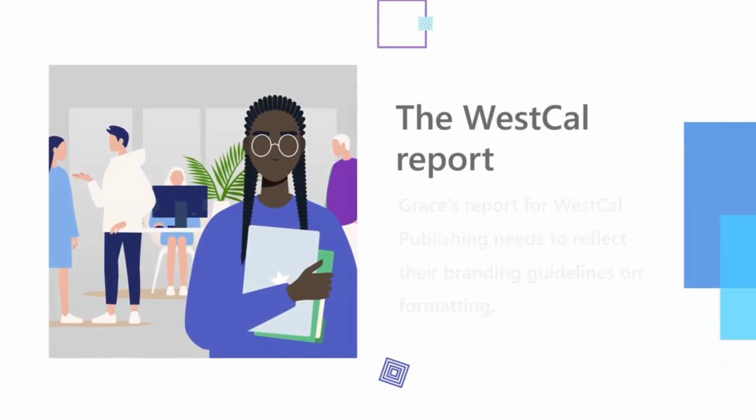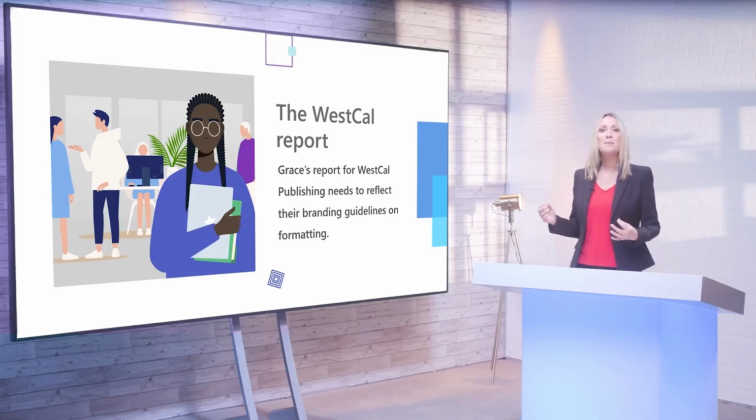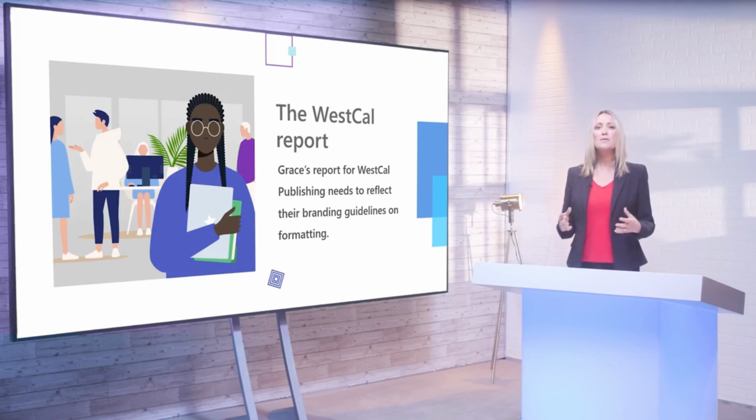Here's an example of Westcal Publishing and their formatting guidelines. Grace is working on Westcal Publishing's latest report. This report will be distributed amongst management to show the progress of the business over the last few months. She's developing the report in Microsoft Word and needs to make sure that the formatting she uses for text and paragraphs reflects Westcal's branding. Microsoft Word offers several formatting tools Grace can use to make sure her report captures Westcal Publishing's specifications.